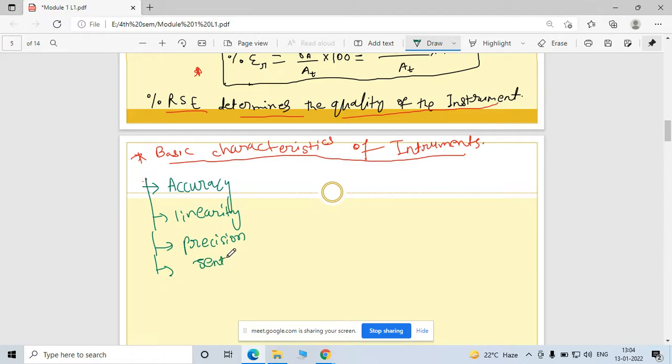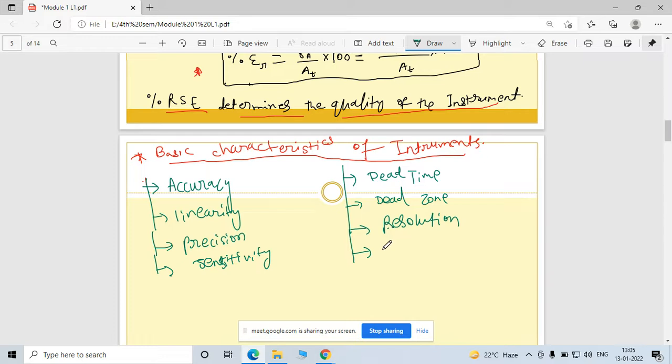Fourth is sensitivity, fifth is dead time and dead zone, then resolution, limiting error, and guaranteed accuracy error.